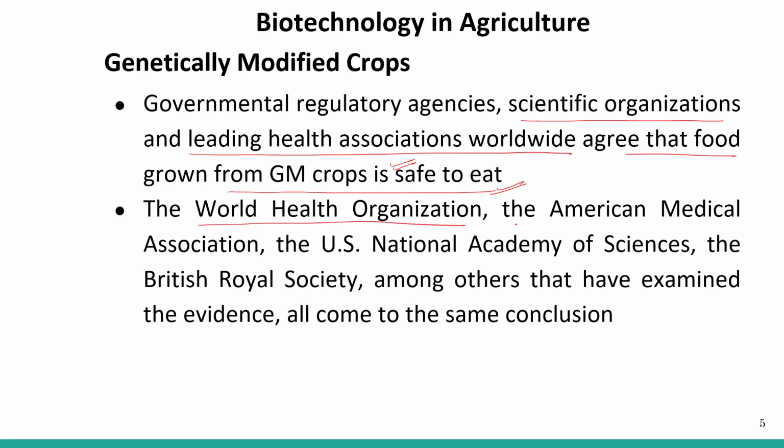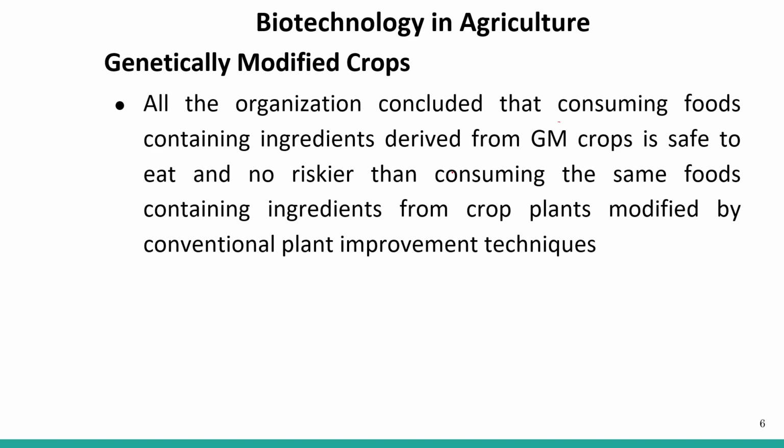The World Health Organization (WHO), the American Medical Association, the US National Academy of Sciences, and the British Royal Society, among others, have examined the evidence, and all came to the same conclusion that these GM crops are not going to harm humans, animals, or the environment. So whatever we discussed on the last slide, there were many organizations that concluded that consuming foods containing ingredients derived from GM crops is safe and there is no risk. These organizations certified this.